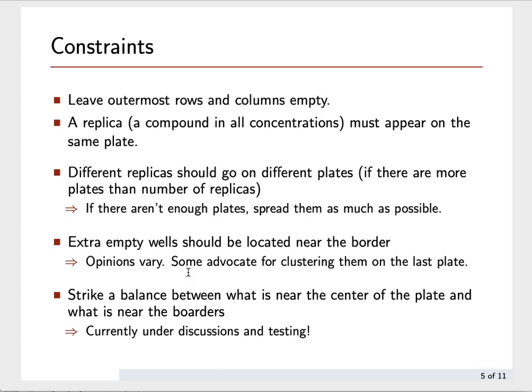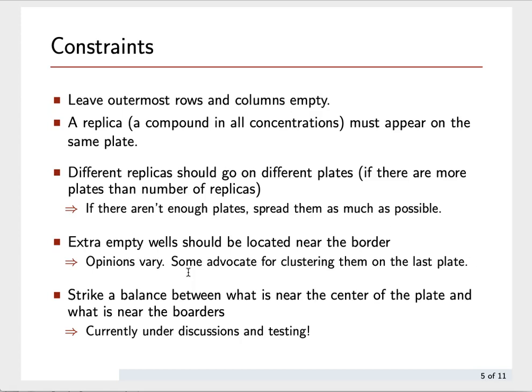We would like, if we have extra empty wells, to put them near the border. This is just because it's the most convenient place to put them, given that we know the outermost rows or columns can have weird effects. Some people advocate for putting them just in the last plate so you can plan other experiments. We would also like to strike a balance between what is near the center and what happens near the borders. This is because, on one hand, the results that happen near the center are in a way more reliable.